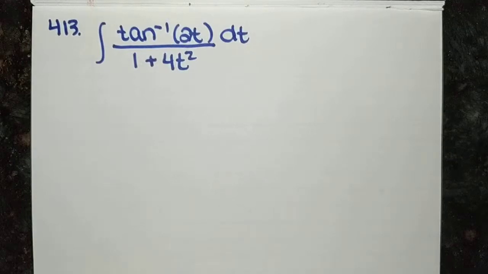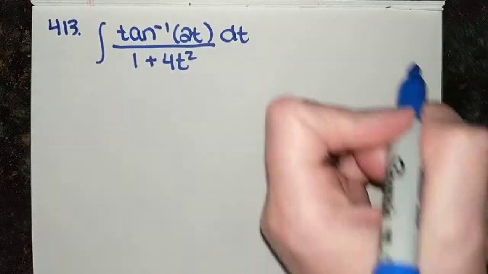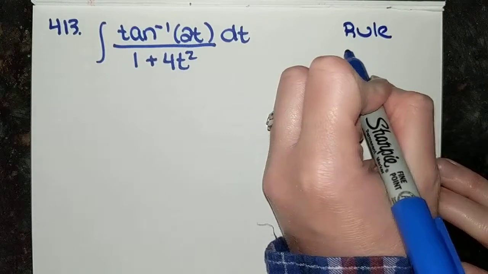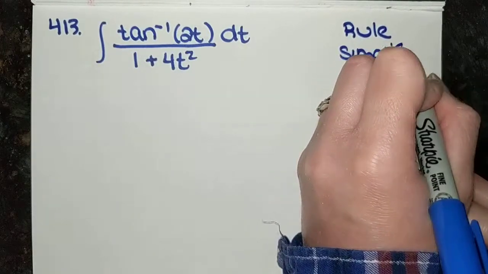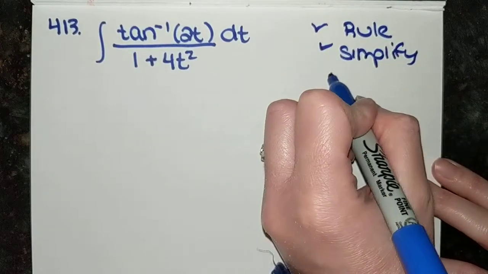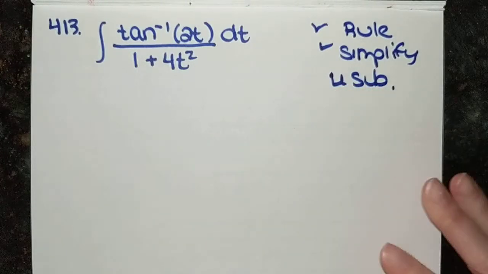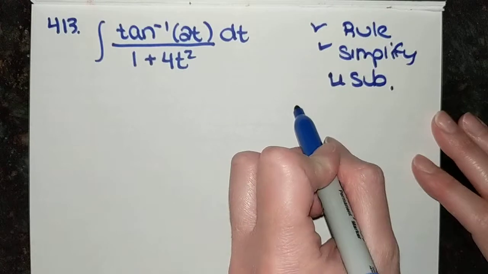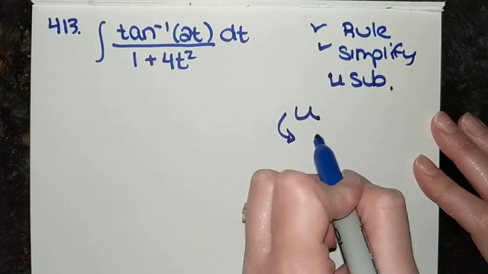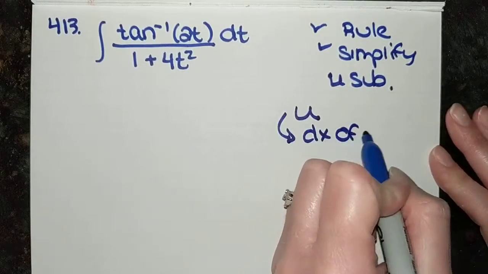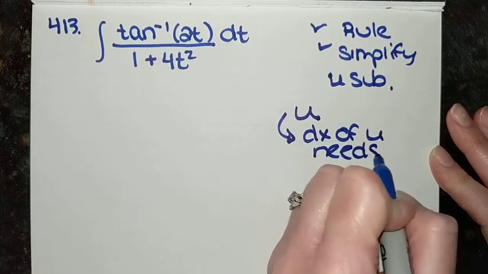So again, with this question, it is not just a flat out rule that you have here. There is no simplification. And so then, because there's not a rule, there's no simplification, you go into your u sub. And when you think about your u sub, the key thing that you have to remember is that whatever you pick for u, the derivative of u needs to be in the integral.